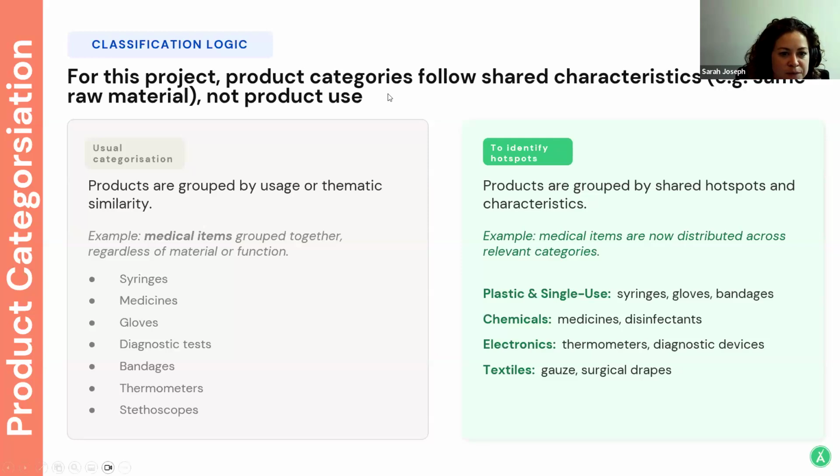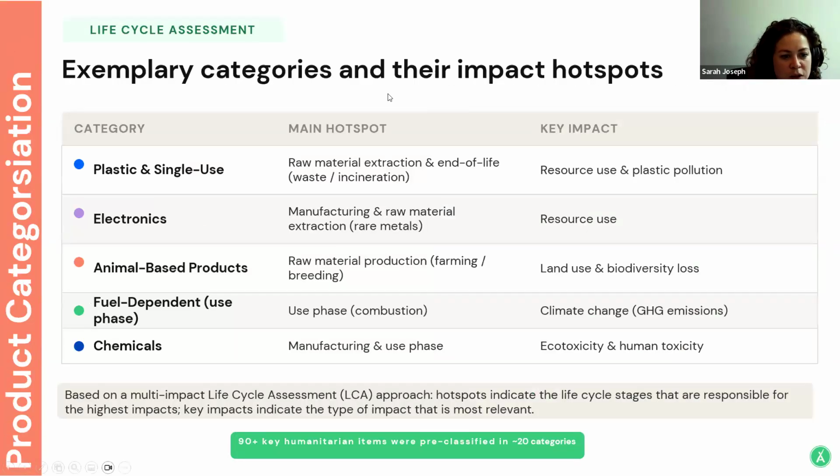You can go to the next slide. And here we can see a few exemplary categories and the impact hotspots. So Quentin will describe this more in detail, but basically what was done is looked at the existing LCAs and then grouped these and tried to find the hotspots.